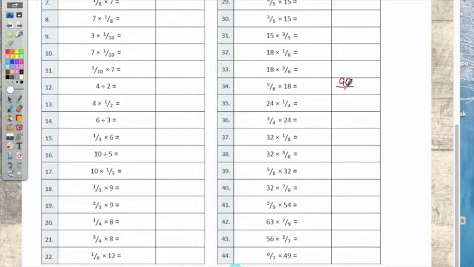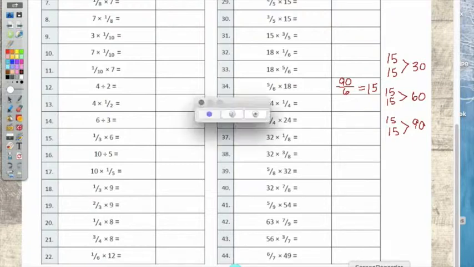90 divided by 6. I gave you a hint. 15. You got it. Remember this? 30, 60, 90, and they were all 15s, and that would be how many 15s? How many 15s do you see? 6. So 6 times 15 equals 90. Okay? All right. So on this one, I'm going to give you just 3 minutes.